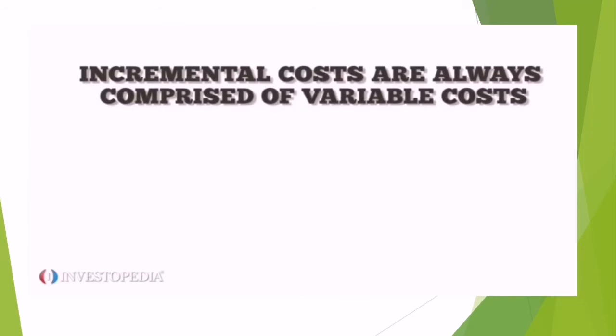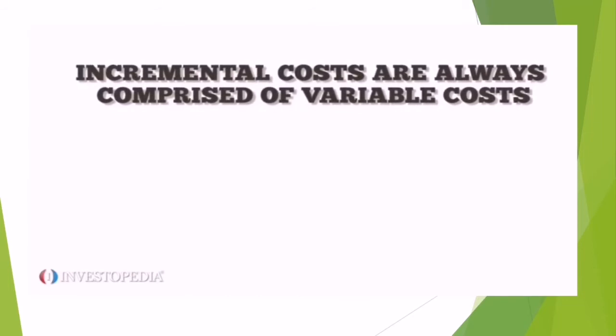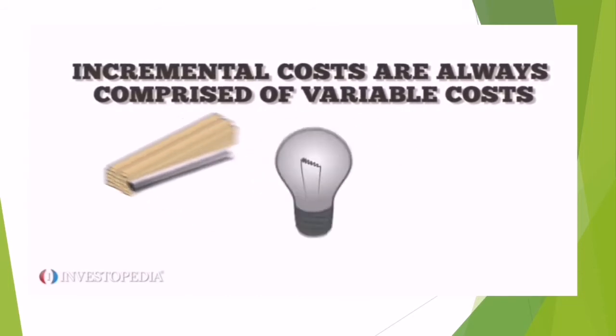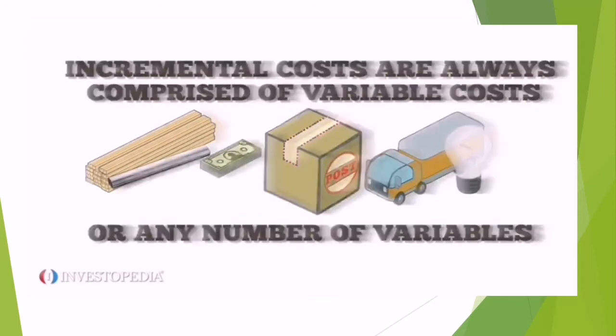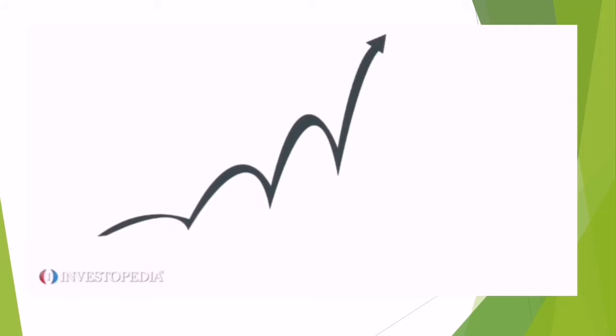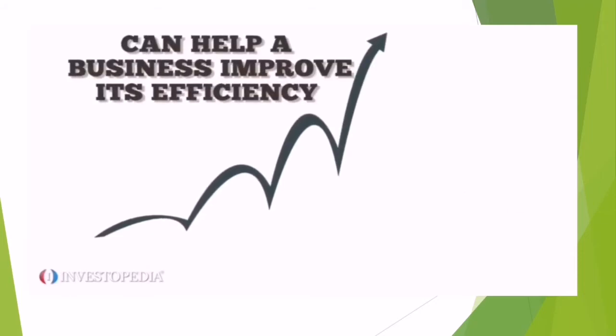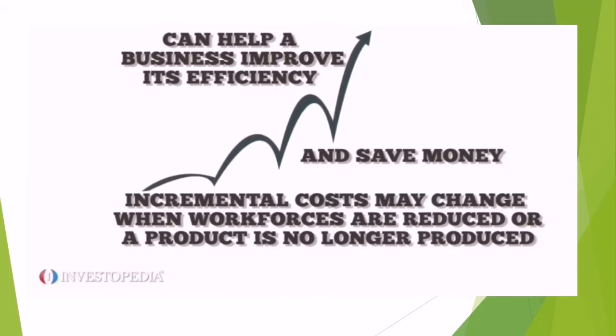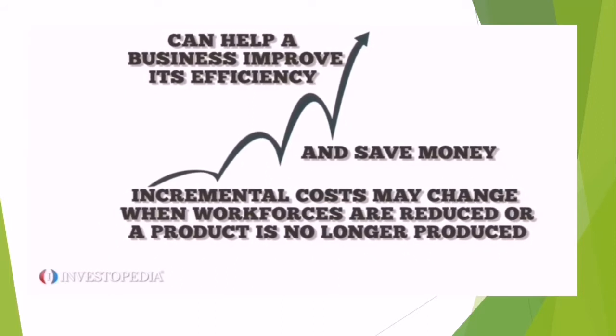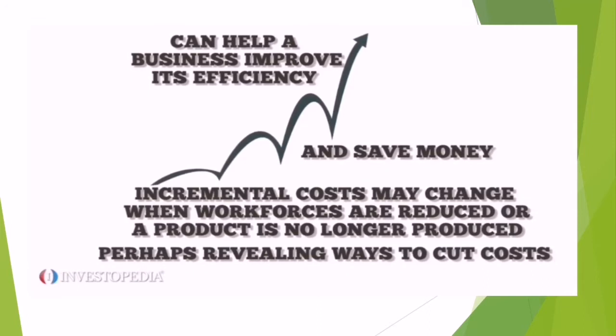Incremental costs are always comprised of variable costs. These costs might come from materials, utilities, wages, shipping, packaging, or any number of variables. Understanding incremental costs can help a business improve its efficiency and save money. Incremental costs may change when workforces are reduced or a product is no longer produced, perhaps revealing ways to cut costs.